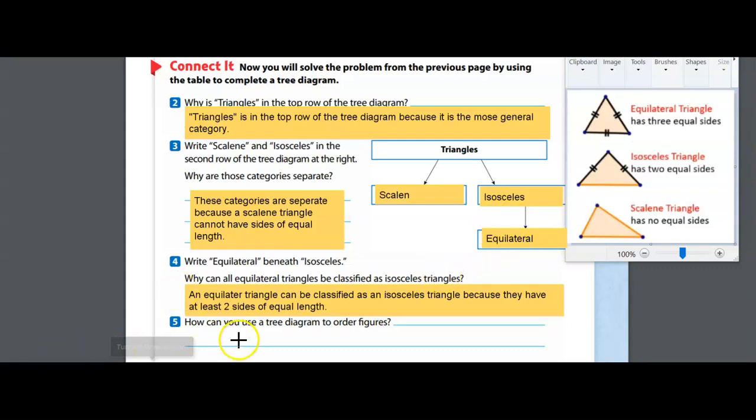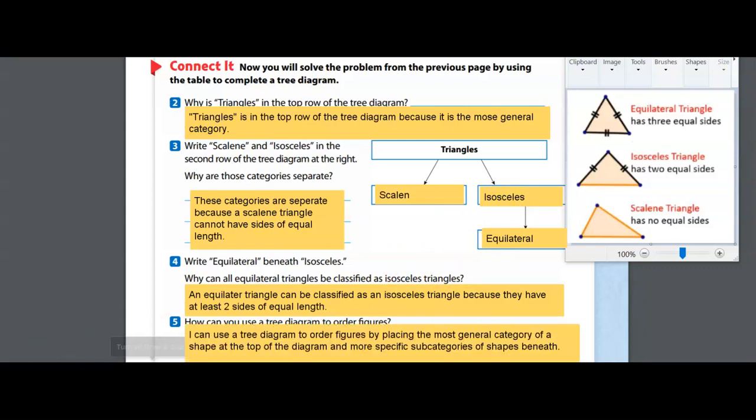Let's go to question 5. How can you use a tree diagram to order figures? Think to yourself, how do we use this tree diagram to order our triangles? Press pause and write your answer in the space below. Your response should read as follows. I can use a tree diagram to order figures by placing the most general category of a shape at the top of the diagram and more specific subcategories of shapes beneath. Let's go to the last question.